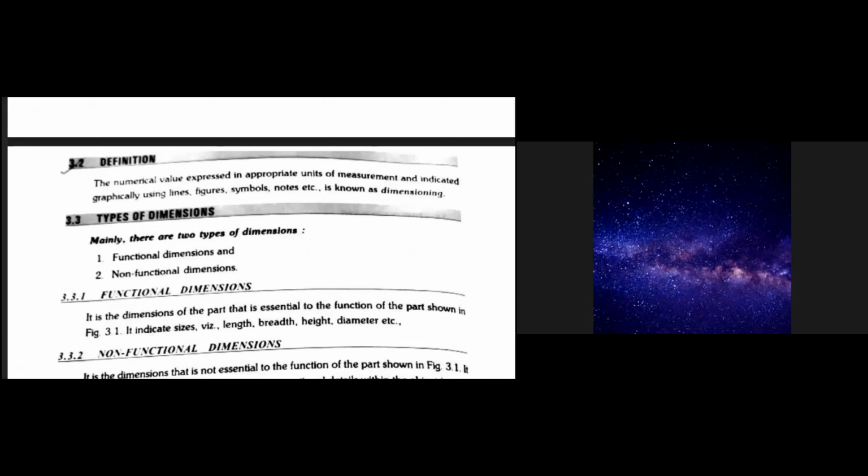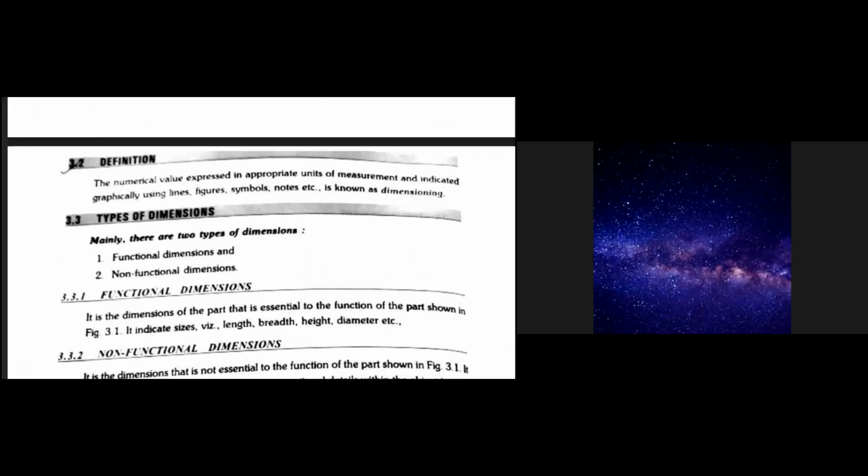Today in this session, I will explain how to write the dimensions of the given figure. That is, our chapter is dimensioning practice. In this chapter, the topics we have to discuss are: what is dimension, elements of dimensions, arrangements of dimensioning, and systems of dimensioning. Okay. First you have to know what is dimension.